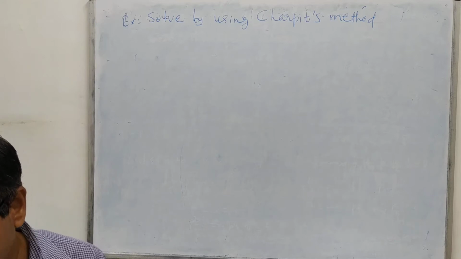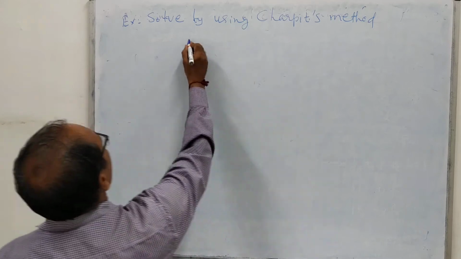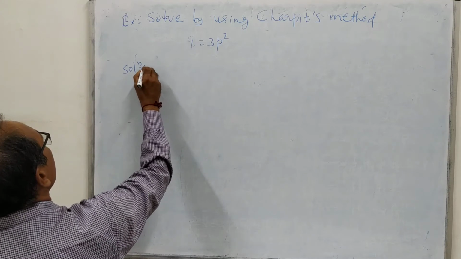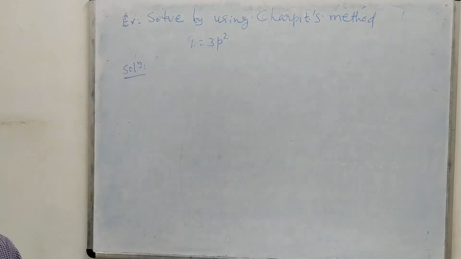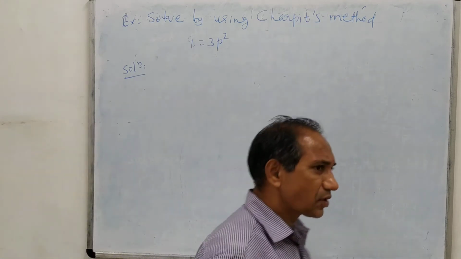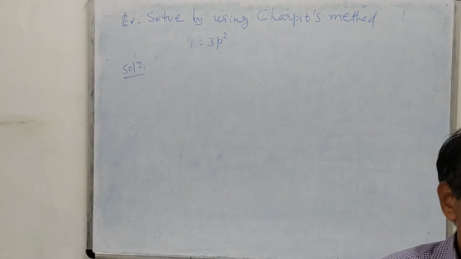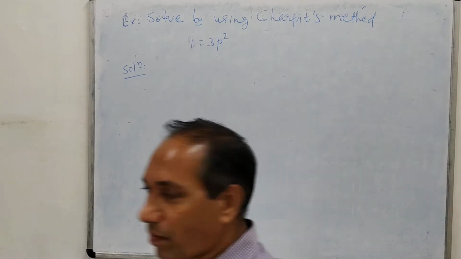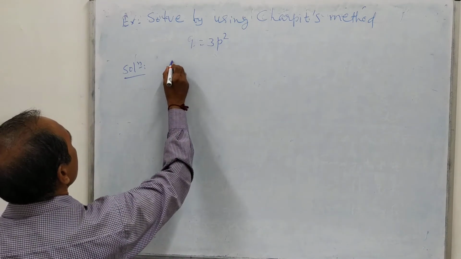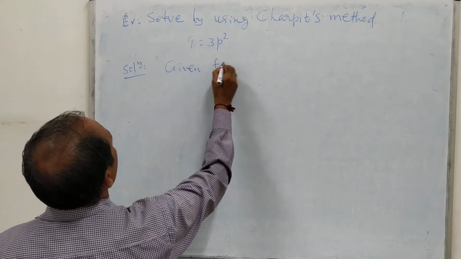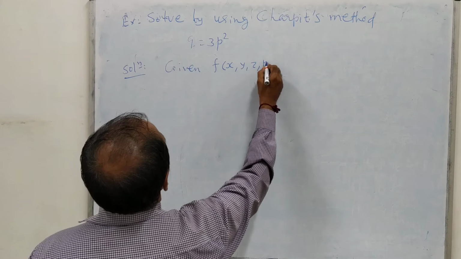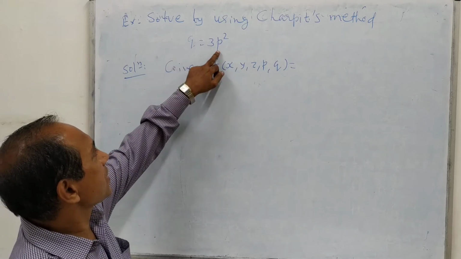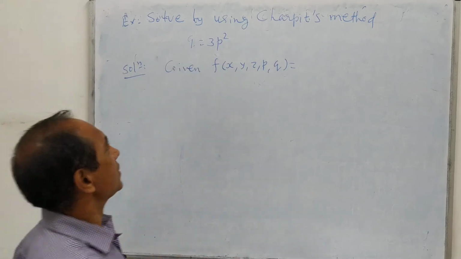So now see, here the equation is q equal to 3p square. So now we solve this one. As the method I discussed to you, first of all we will be given the equation in the form of f(x, y, z, p, q) equal to 0. That means given that f(x, y, z, p, q) equal to, you can write down this equation as q minus 3p square or 3p square minus q.